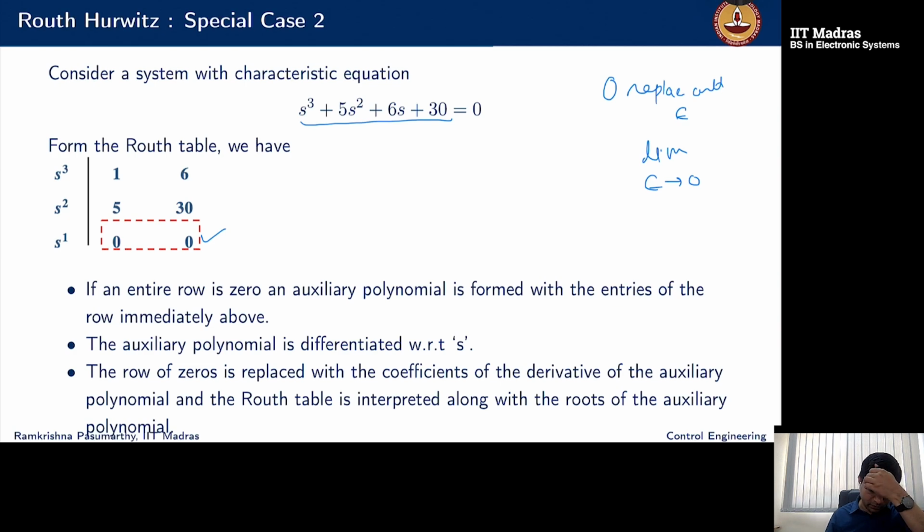So if an entire row is 0, an auxiliary polynomial is formed with the entries of the row immediately above this. Okay, so this auxiliary polynomial is differentiated with respect to s, and after we differentiate, we get entries for this row. Okay, and now we interpret the roots.